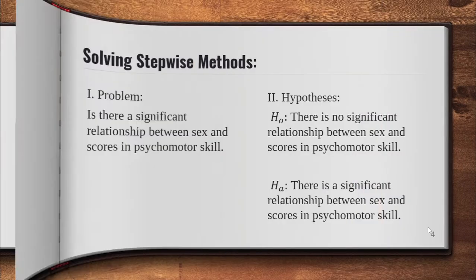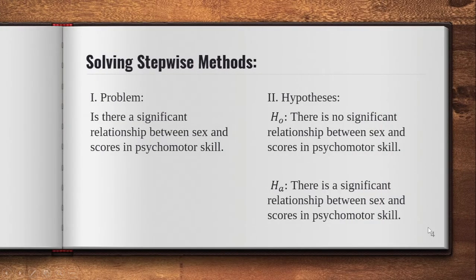So the solving stepwise method, problem number 1: is there a significant relationship between sex and scores in psychomotor skills? The null hypothesis: there is no significant relationship between sex and scores in psychomotor skills. The alternative hypothesis: there is a significant relationship between sex and scores in psychomotor skills.